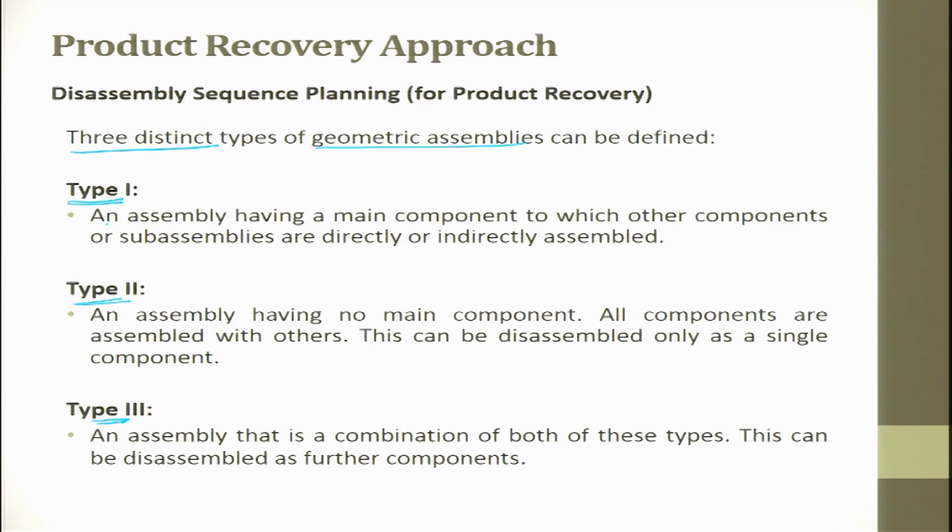Let us take the example of a car. Type 1 is an assembly having a main component to which other components or sub-assemblies are directly or indirectly assembled, for example, an engine. Type 2 is an assembly having no main component, where all components are assembled with others and can be disassembled only as a single component, for example, a tire and a rim. When you have a mixture of both, it is type 3.